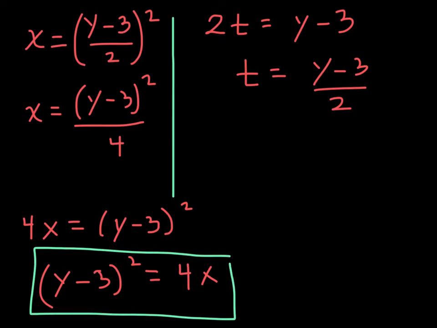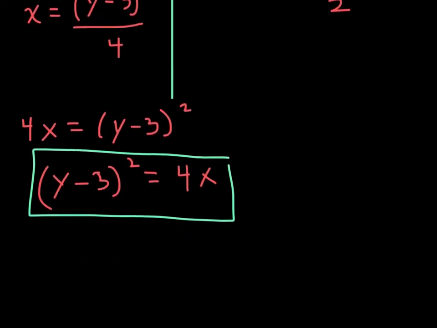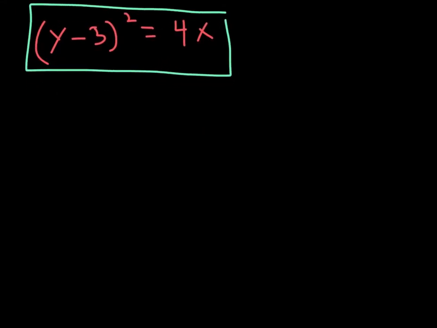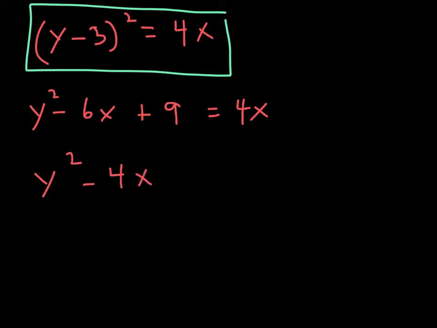Now, if you want, you can expand this. You could expand the left-hand side to be y squared minus 6y plus 9 is equal to 4x. And so you could rewrite this as y squared minus 4x, if you brought that over to the other side, minus 6y plus 9. Excuse me, this should be a y, shouldn't it, everybody? Can we fix that really quickly? This right there.